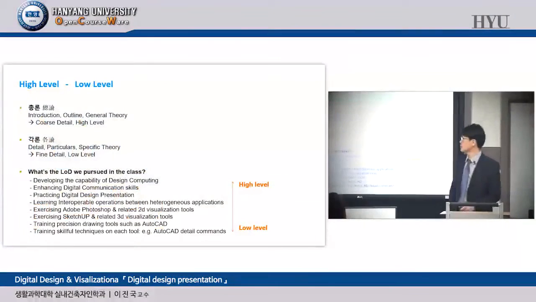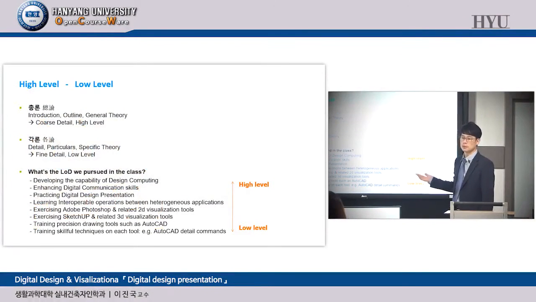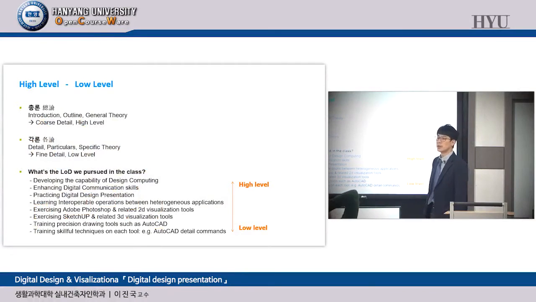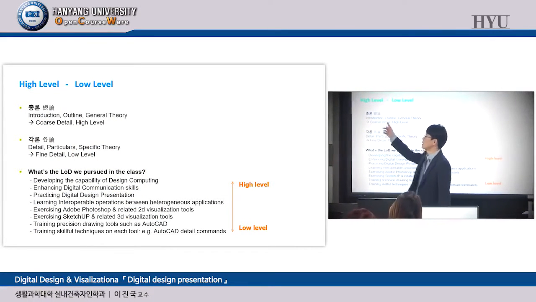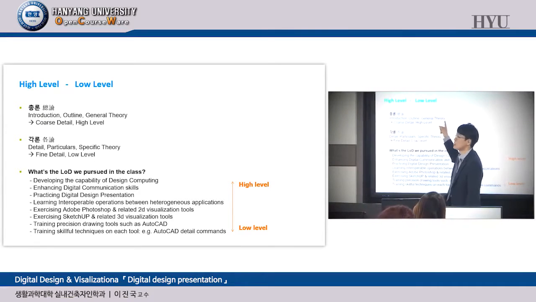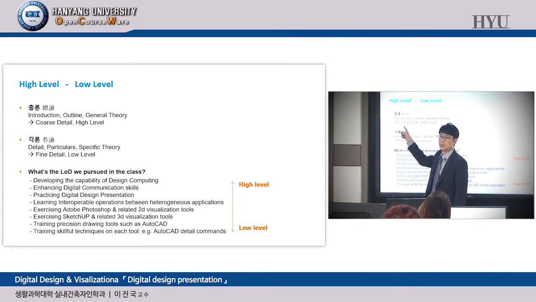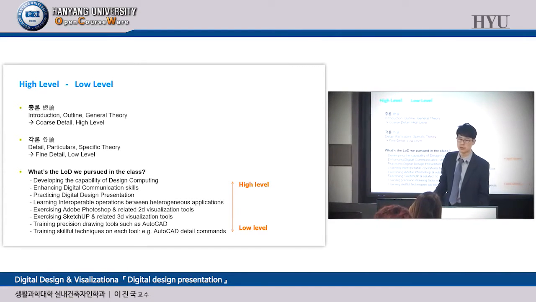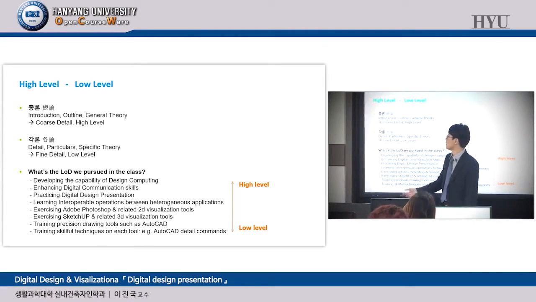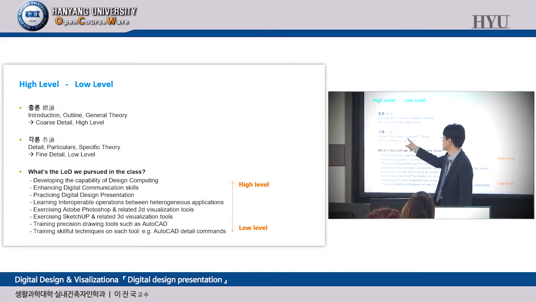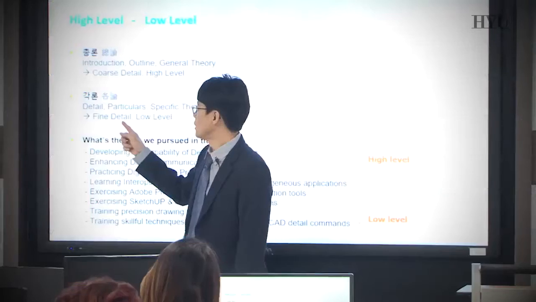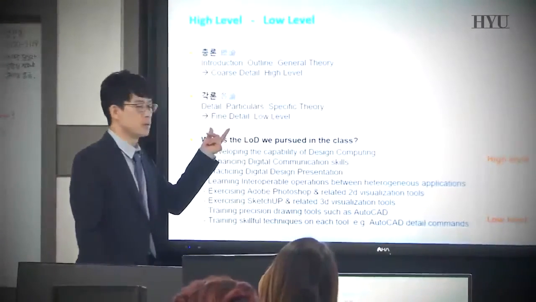So let's think about the conceptual things regarding LOD as well as levels, high level, lower level. So in general, high level means introduction, outline, general theory. This is high level, okay? In other words, it's coarse detail, but it has a big picture, okay? But no details. How about low level? It has detail, particulars, specific theory. In other words, it's fine-grained.